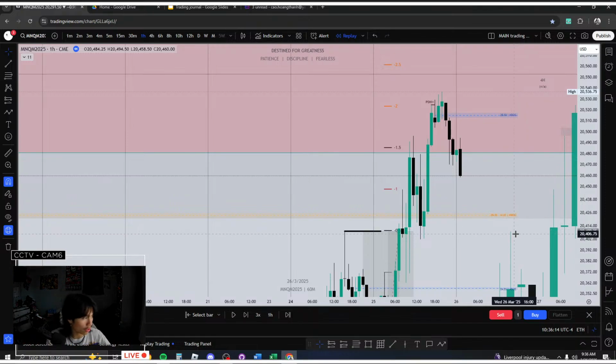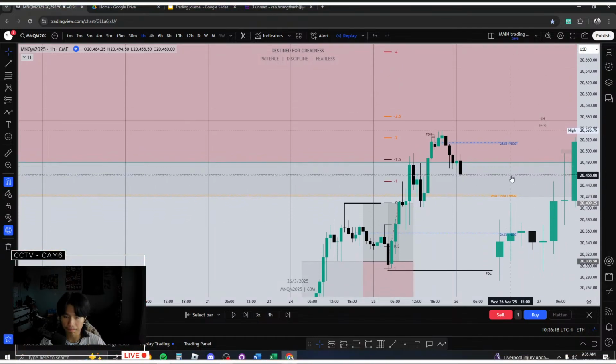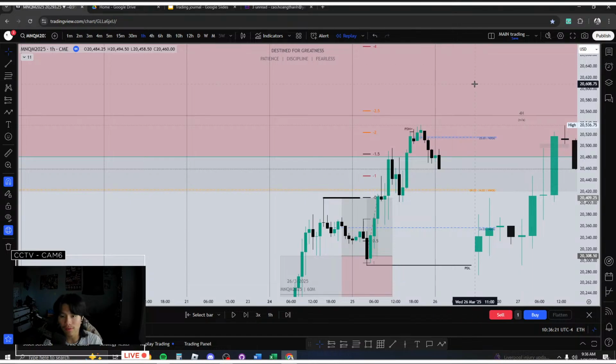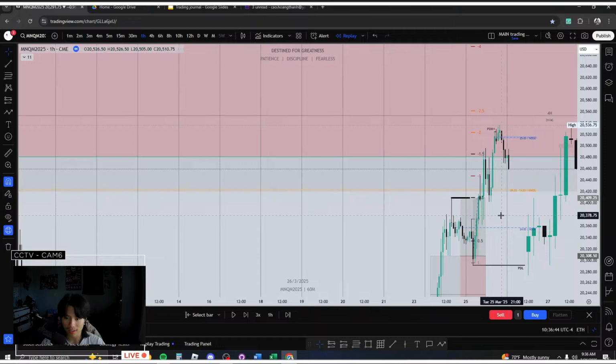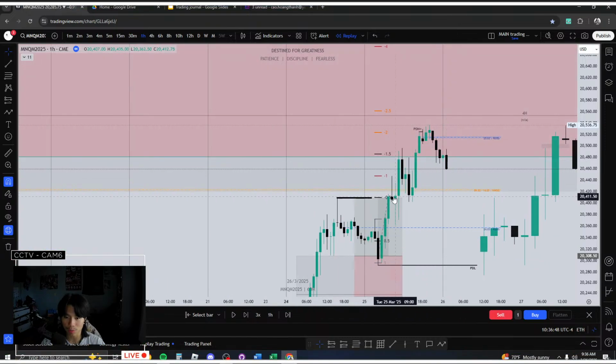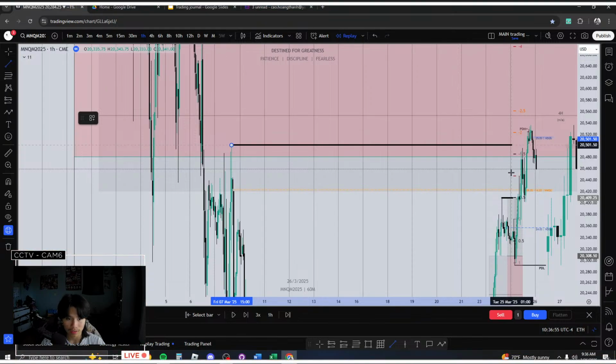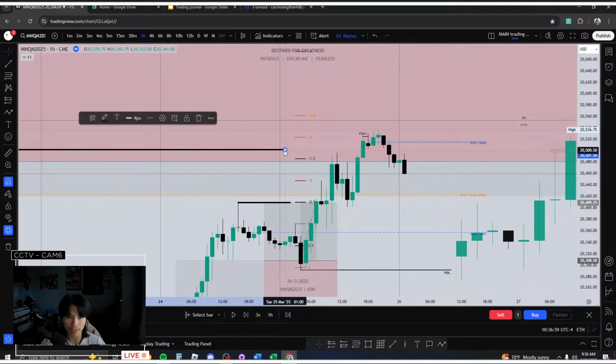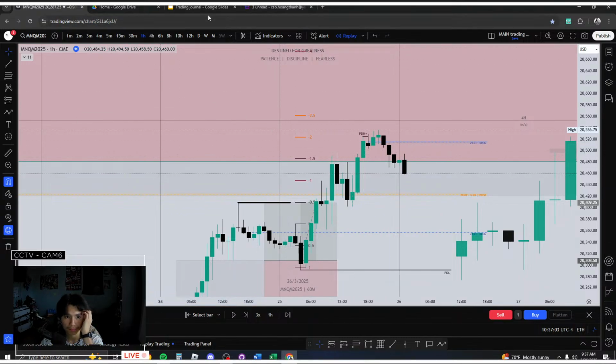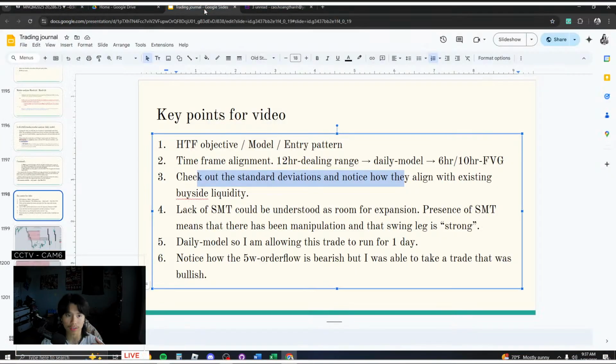But yeah, you can use standard deviations here if it allows you to have extra projections, right? Extra targets. This is a case by case scenario. Sometimes you're not going to have the ideal standard deviation projection, but it just so happens that the trade that I took had basically perfect standard deviations and everything aligned with existing liquidity, right? Previous day high was matched up with the negative 0.5 standard deviation, and this buy side level here, a lot of alignments. So standard deviations, just using that for extra targets.